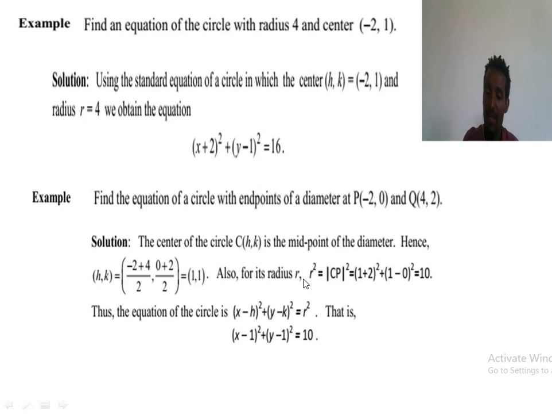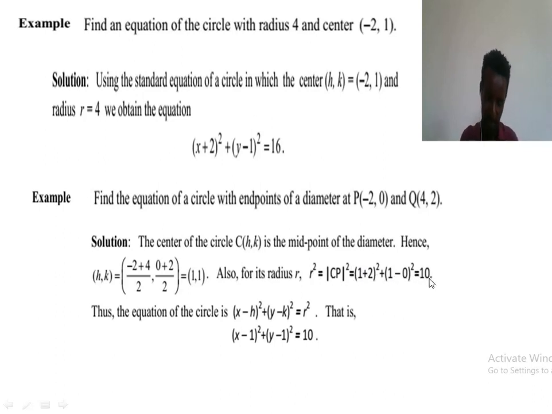Next we have to find our radius. Radius r is simply the distance between the center C and any point P. Therefore r square is equal to the distance CP whole square. If we use the center (1, 1) and take the point P (-2, 0), then r square is equal to (1 + 2) whole square plus (1 - 0) whole square. Simplifying, 1 + 2 is 3, 3 square is 9, and 1 - 0 is 1, 1 square is 1. Therefore 9 + 1 is 10.